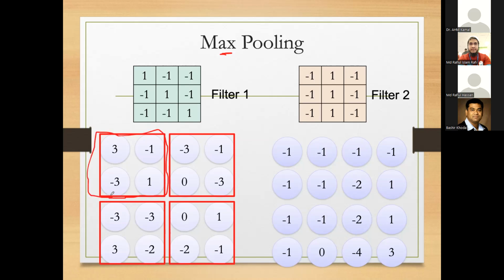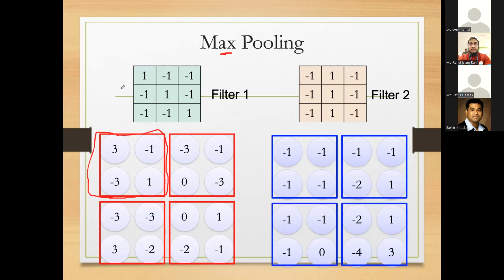4 values are there. What is the maximum value out of these 4 values? 3, right? So we will delete the other values. We will consider only 3. Do you understand?